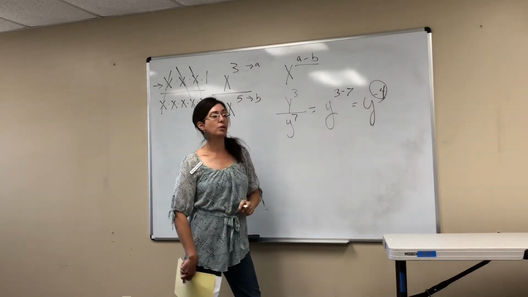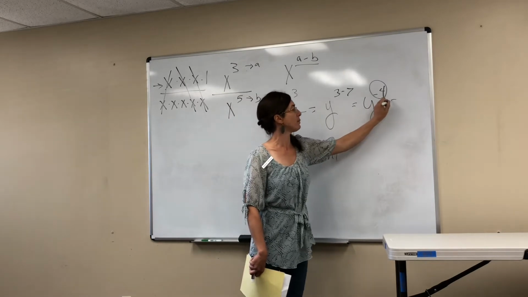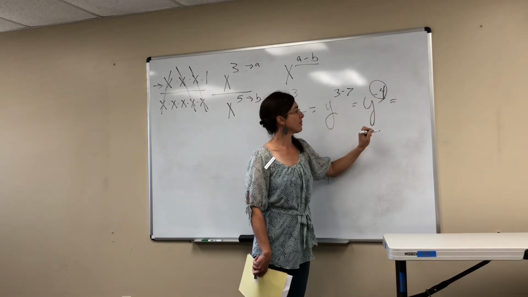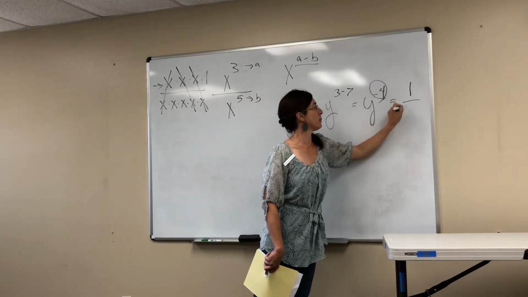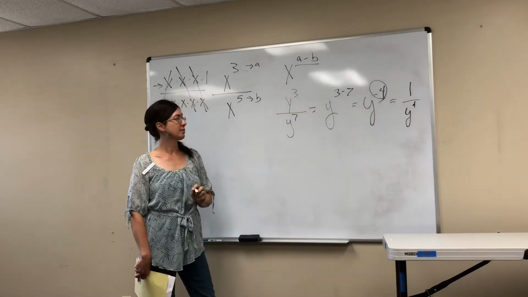Rule number 2, we don't want a negative exponent. So where do we move it? Flip it, put it in the bottom. Y to the 4th. 1 over y to the 4th.